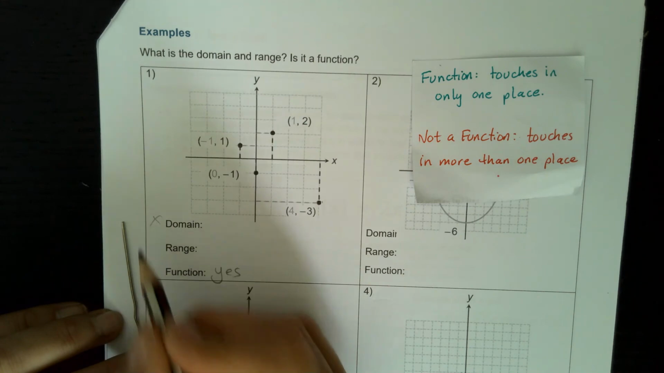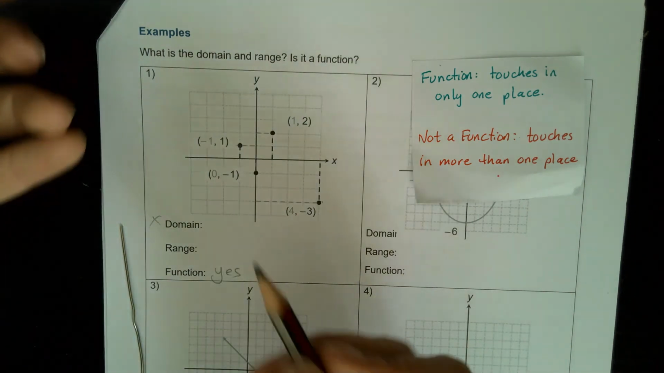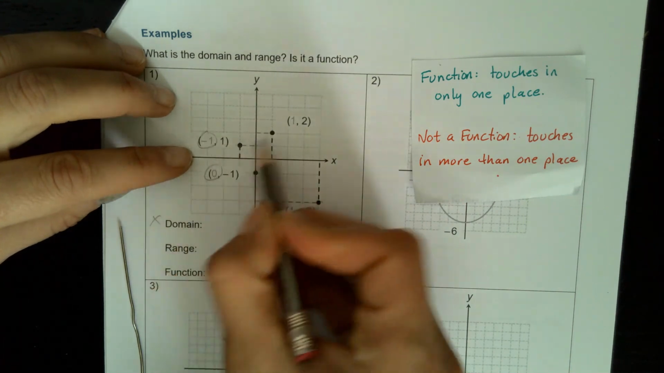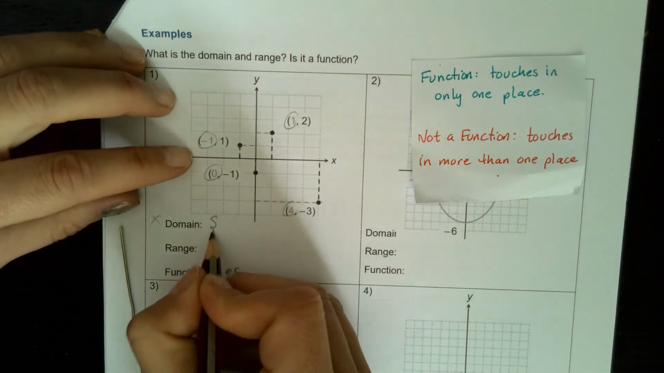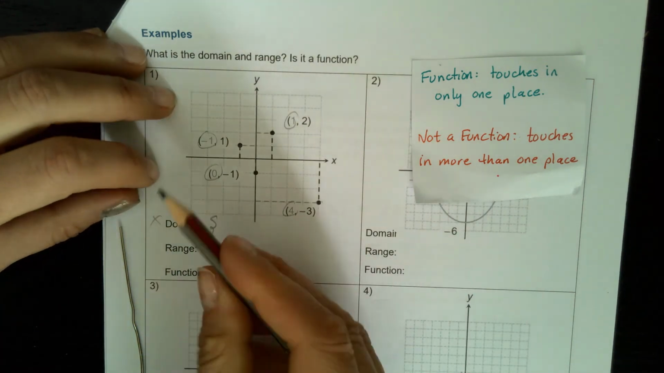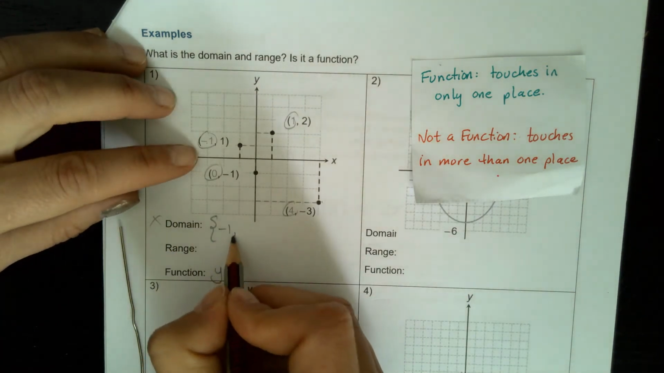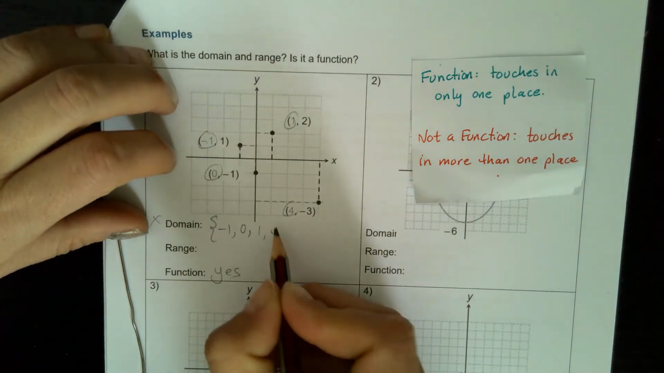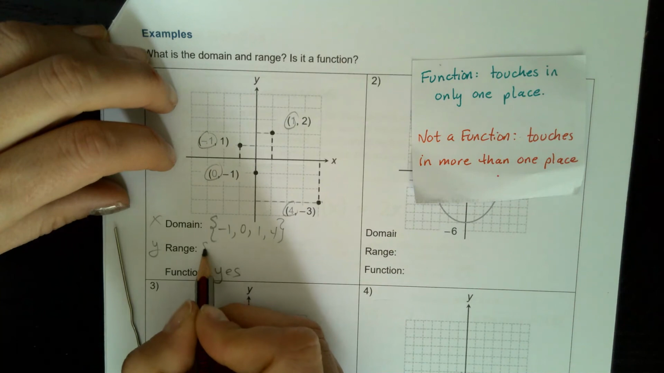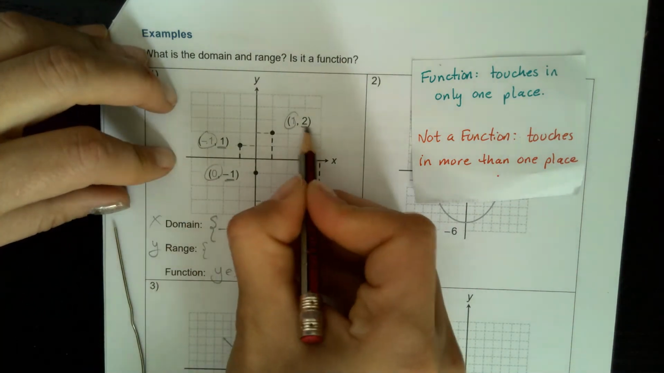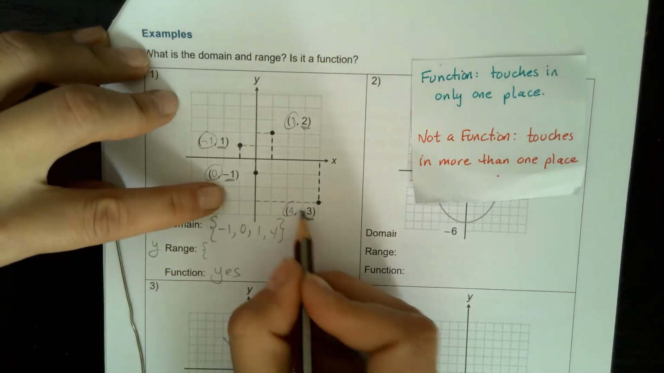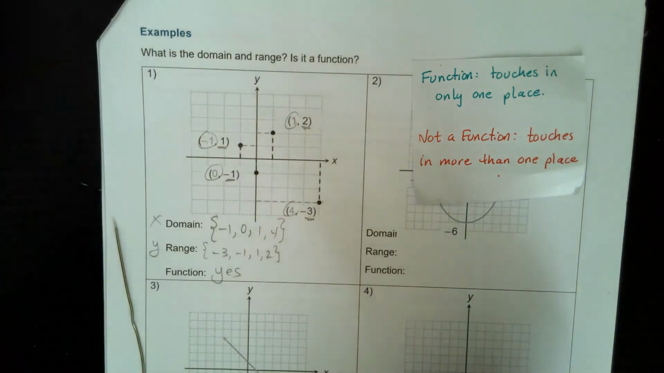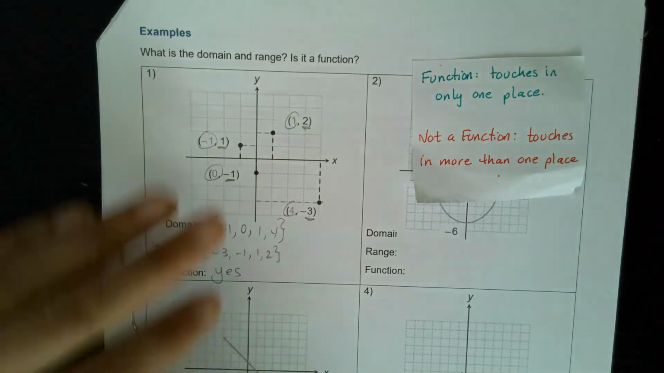Domain is the x values. Domain and range for ordered pairs are easy. I'm just going to take the x values and put them in a set, and I'm going to try and write them from small to big. So -1, 0, 1, and 4. Okay, close my set. My range is my y values. So now I'm going to take my y values and write them from small to big. And that's it. So when it's ordered pairs, it's kind of easy.